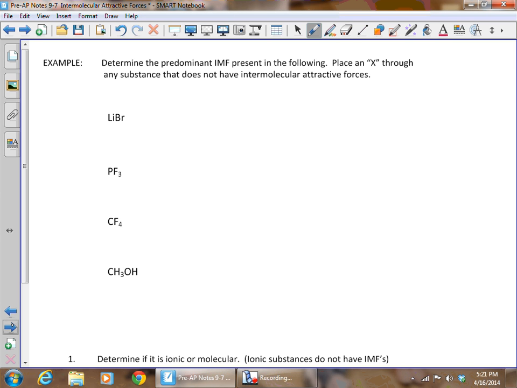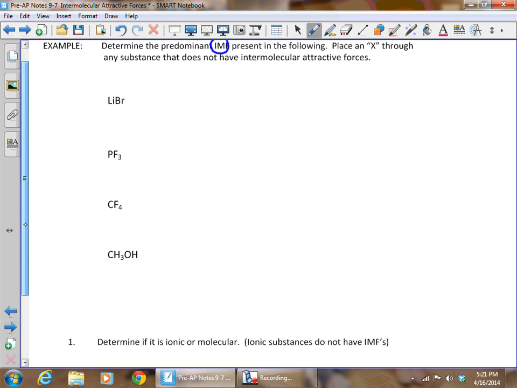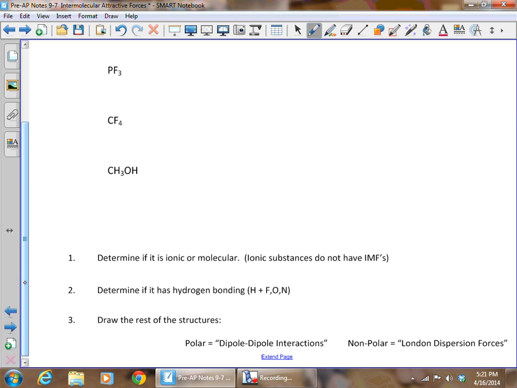Now, one thing I want you to be able to do on the worksheet today is to determine the predominant intermolecular force, the predominant IMF, it's sometimes called, present in these following elements here. You're going to place an X through any substance that does not have intermolecular attractive forces. And down here are some rules to go by on how to get started.